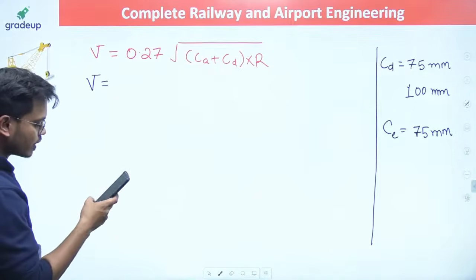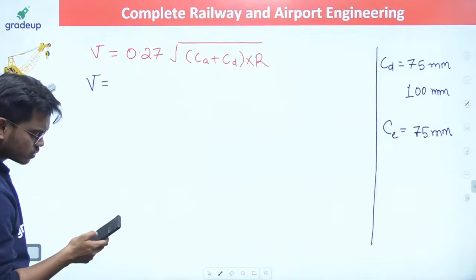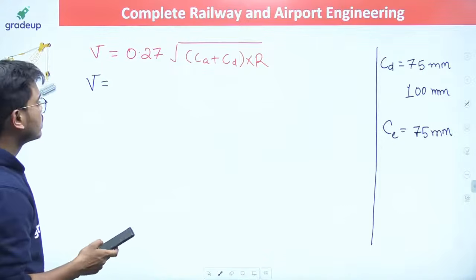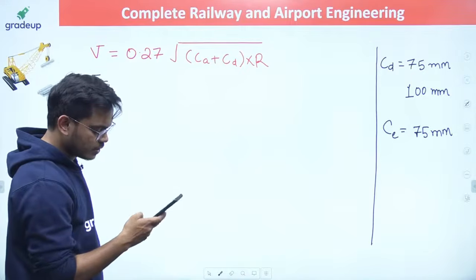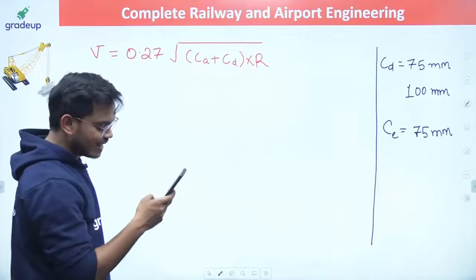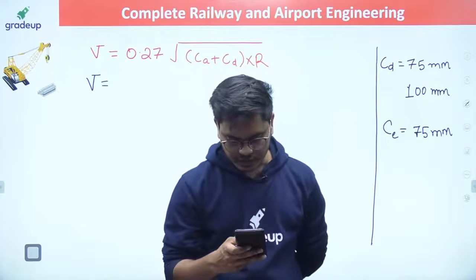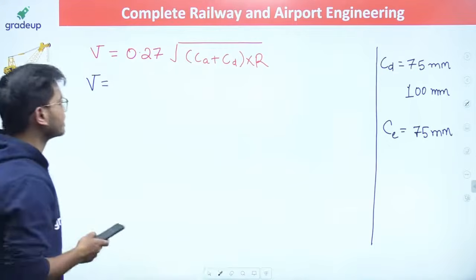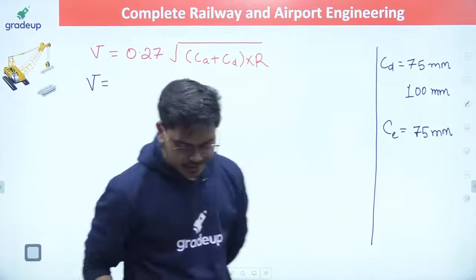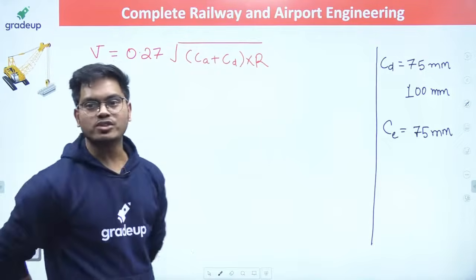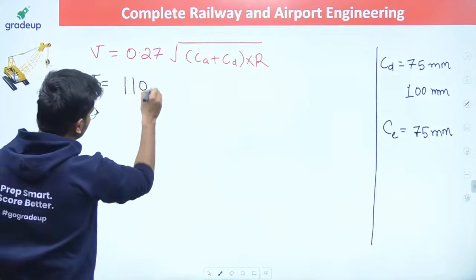So we have 0.27 into under root. The actual cant was how much? 100.8, plus cant deficiency was 89.8. Yes, it was that. And the radius is how much? 875. So this is coming as 110.1. Correct or not? Everybody answer.